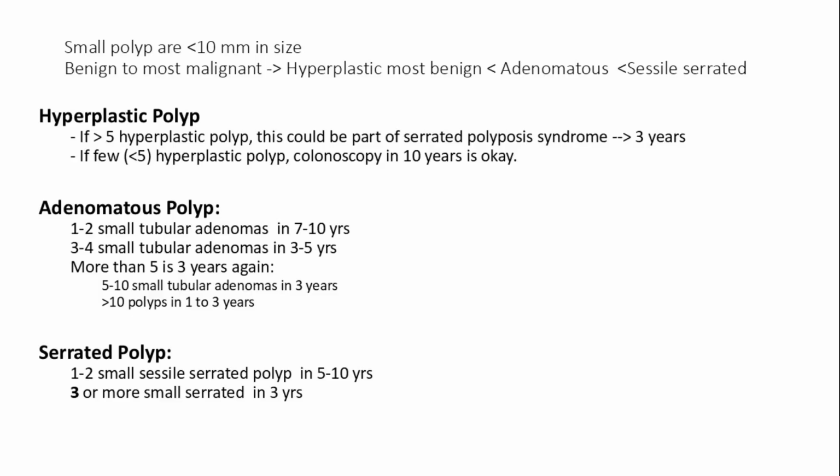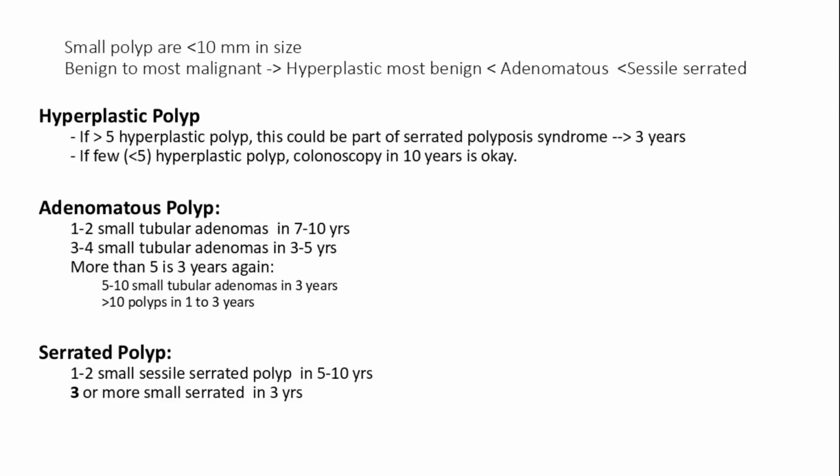Small colorectal polyps are defined as less than 10 millimeters. Malignancy risk from least to most concerning: hyperplastic polyps are the most benign, followed by adenomatous polyps, with sessile serrated polyps carrying the highest malignant potential among small polyps. In hyperplastic polyps, if a patient has more than 5 hyperplastic polyps, this raises suspicion for a serrated polyposis syndrome, and colonoscopy should be repeated in 3 years. If the patient has fewer than 5 small hyperplastic polyps, a standard 10-year follow-up is acceptable.